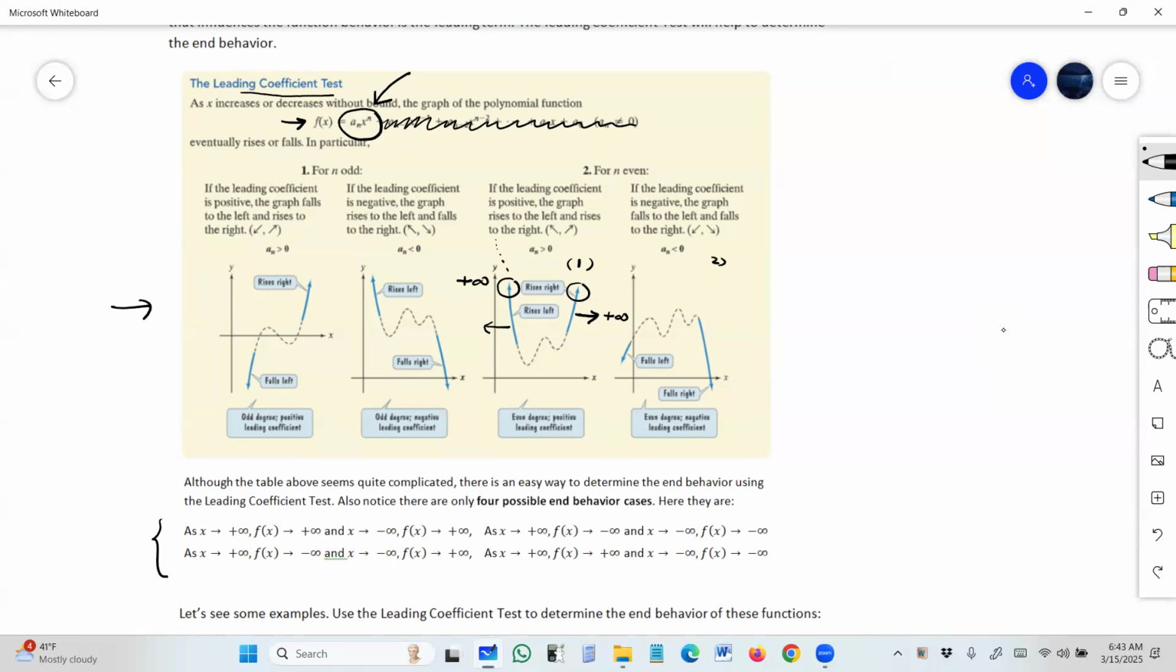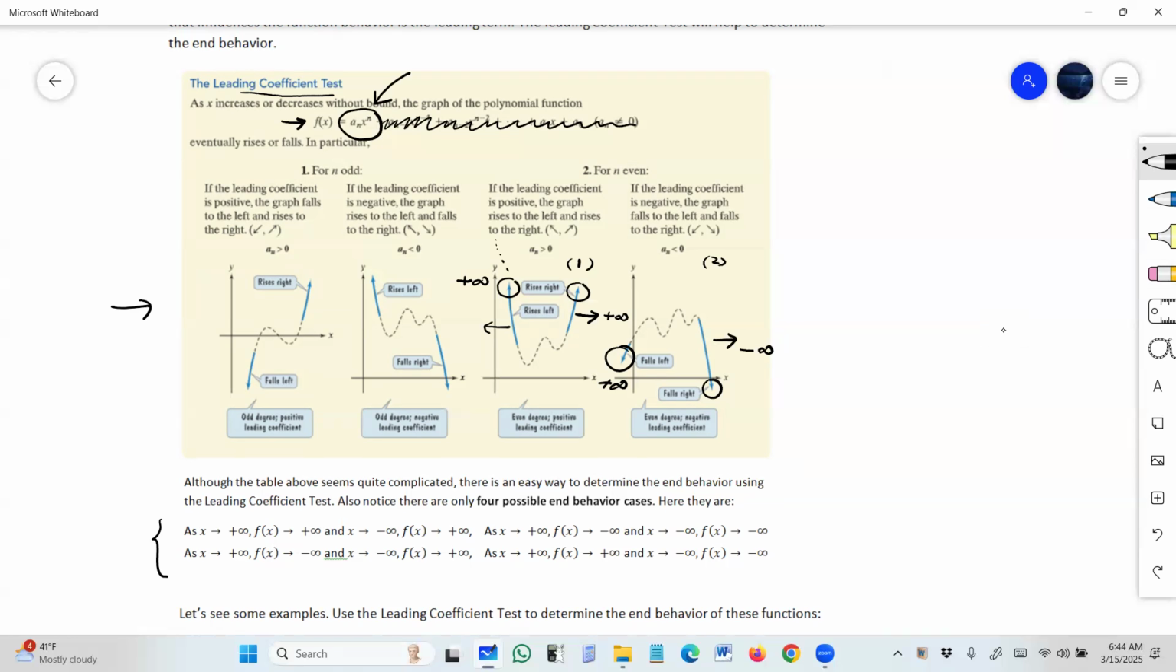Now look at the second case. As x goes to positive infinity, the polynomial goes down. So as x increases, the polynomial decreases to negative infinity. And the same thing goes right here. As x goes to negative infinity, the polynomial goes to negative infinity as well, because the arrow is pointing down.